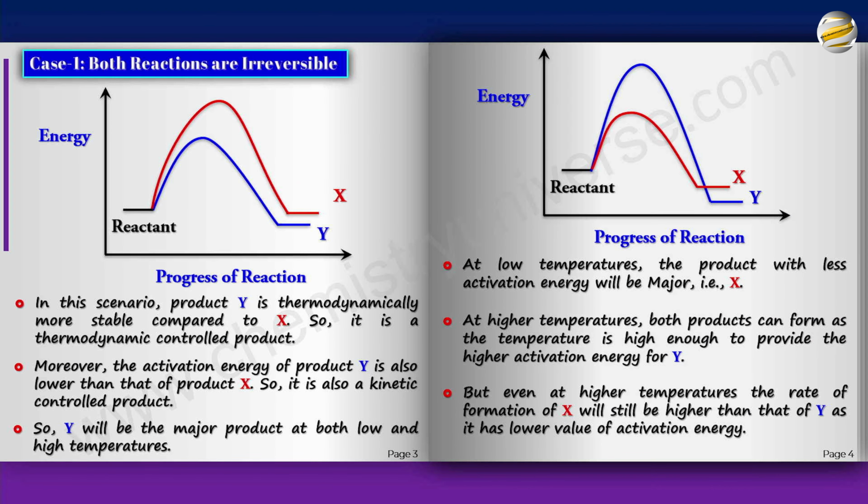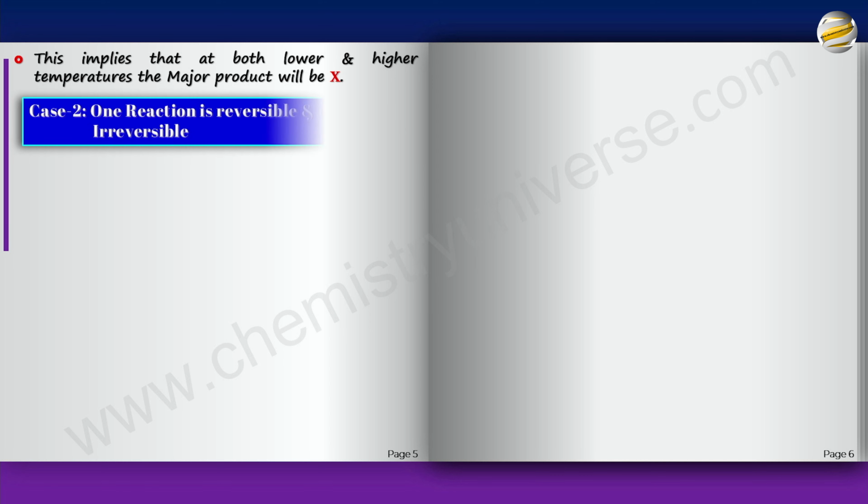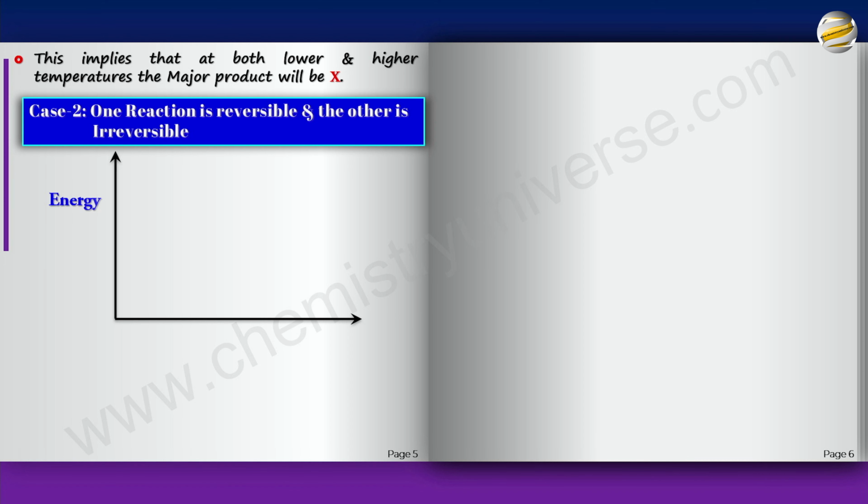Alright, so let's go for the next part. So this implies that at both lower and higher temperatures, the major product will be X. Now let's consider a reaction where one reaction is reversible, the other is not. One reaction is reversible and the other is not. And of course, the third case would be both are reversible, which we'll do right after this. So let's take this. And now let's take this graph.